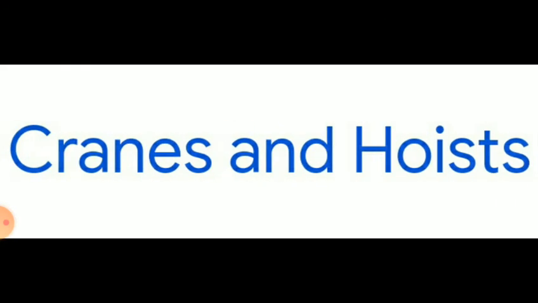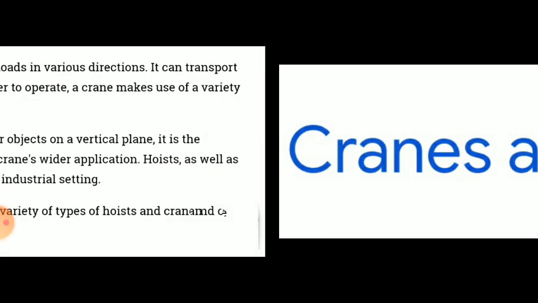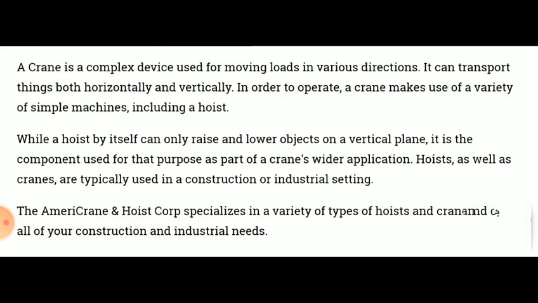Then cranes and hoists. This is the fifth element of material transport systems, cranes and hoists. Cranes are used for horizontal movement of material in a facility, and hoists are used for vertical lifting. A crane invariably includes a hoist. Thus, the hoist component of the crane lifts the load and the crane transports the load horizontally to the desired destination.